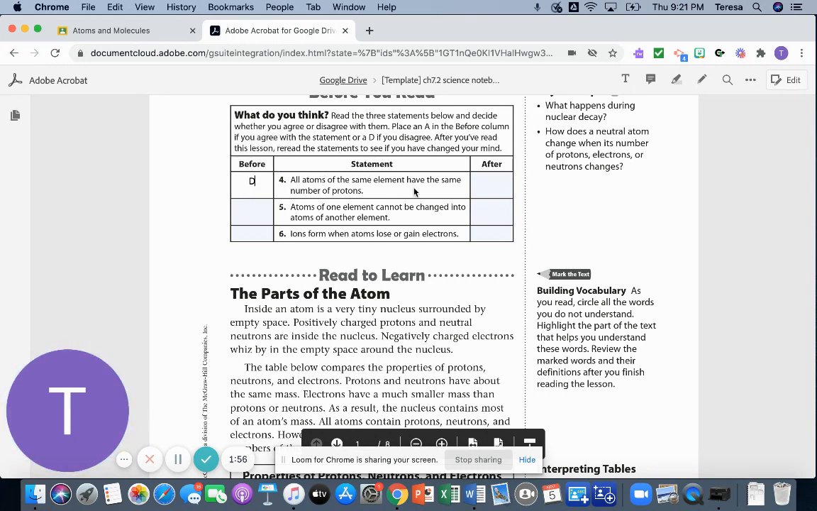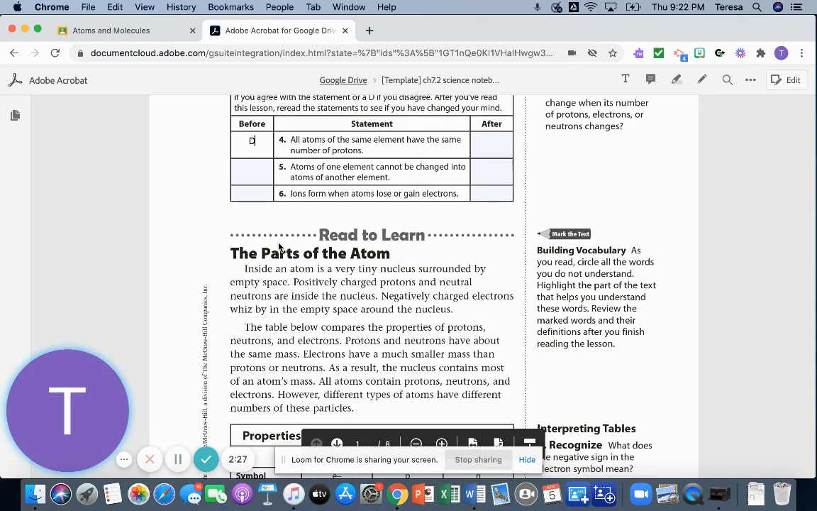The first statement is: all atoms of the same element have the same number of protons. Maybe at this point you know the answer to that. If you don't, you're just going with agree or disagree, and hopefully by the end you will know for sure whether or not that's true. The second statement: atoms of one element cannot be changed into atoms of another element. Again, you put agree or disagree. And the third statement: ions form when atoms lose or gain electrons. So you should have an A or a D before each of those three statements.